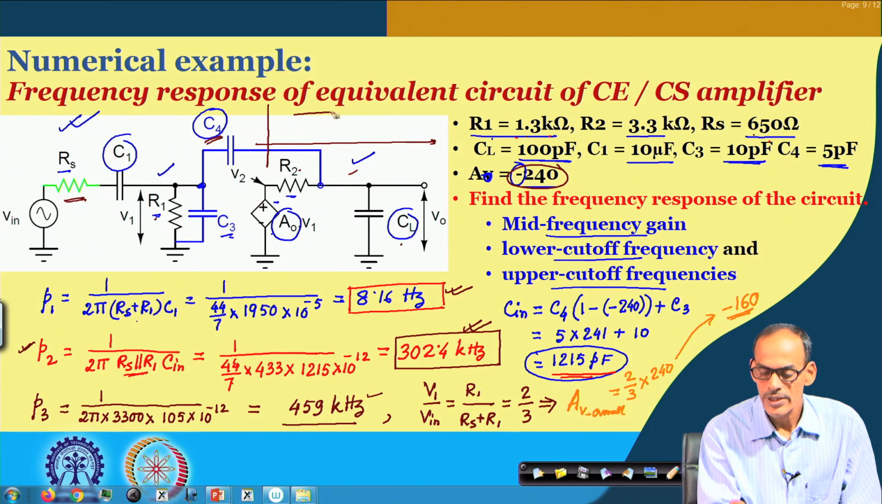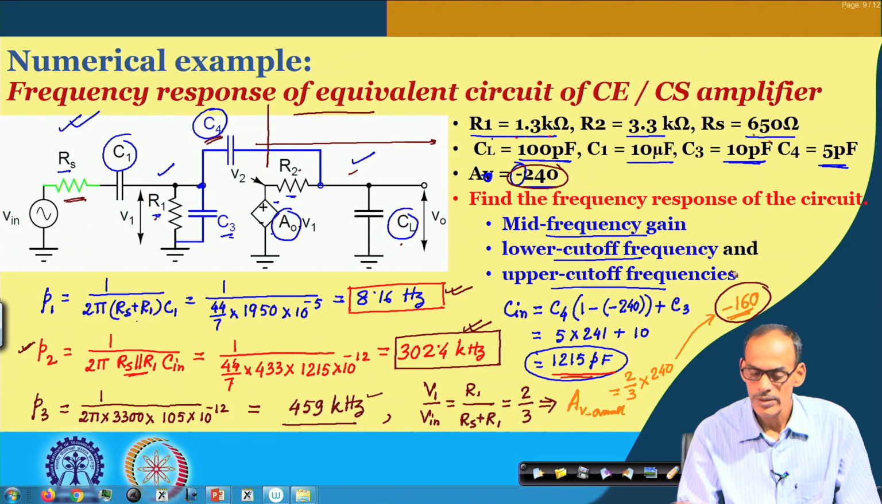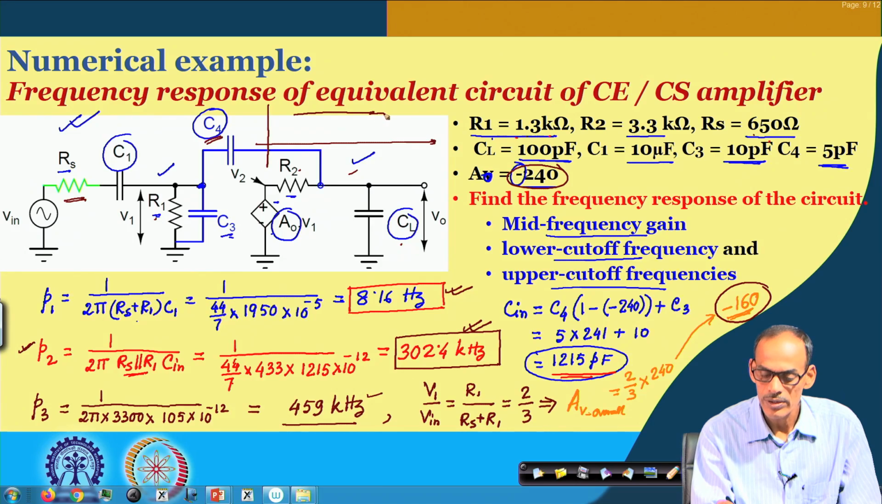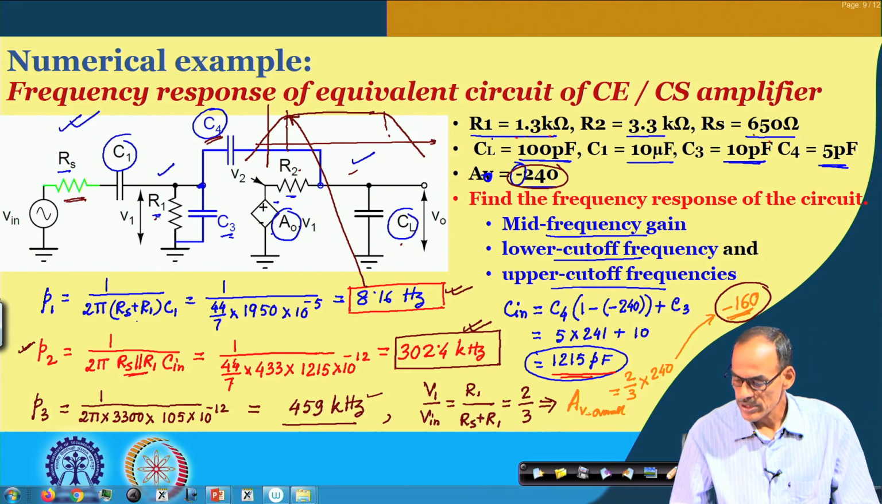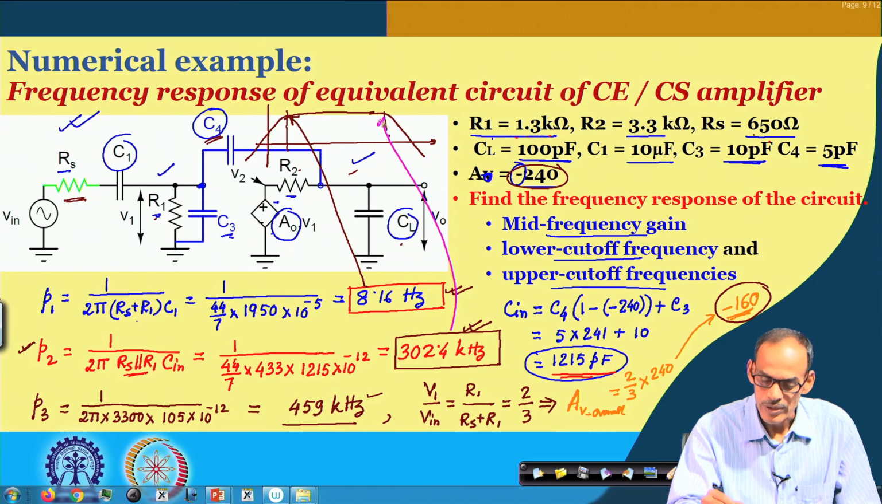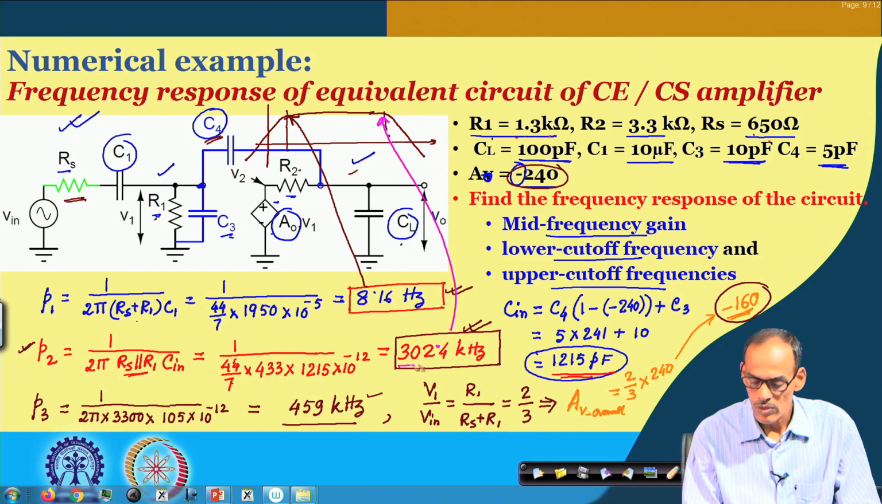The mid frequency gain is given here, maybe we can convert that into dB, and then we have the lower cutoff frequency here and then the upper cutoff frequency. The lower cutoff frequency is 8.16, and then the upper cutoff frequency is this one, and this is because this is lower than the P 3 part.